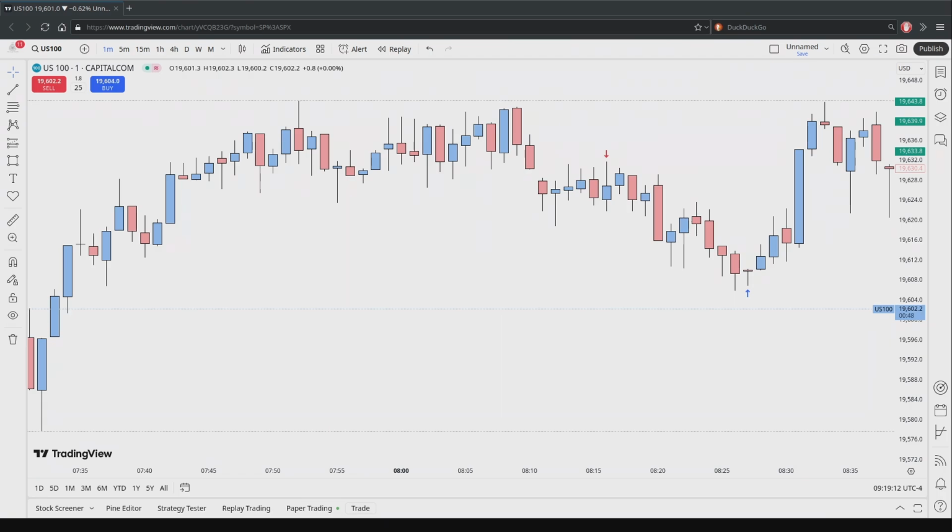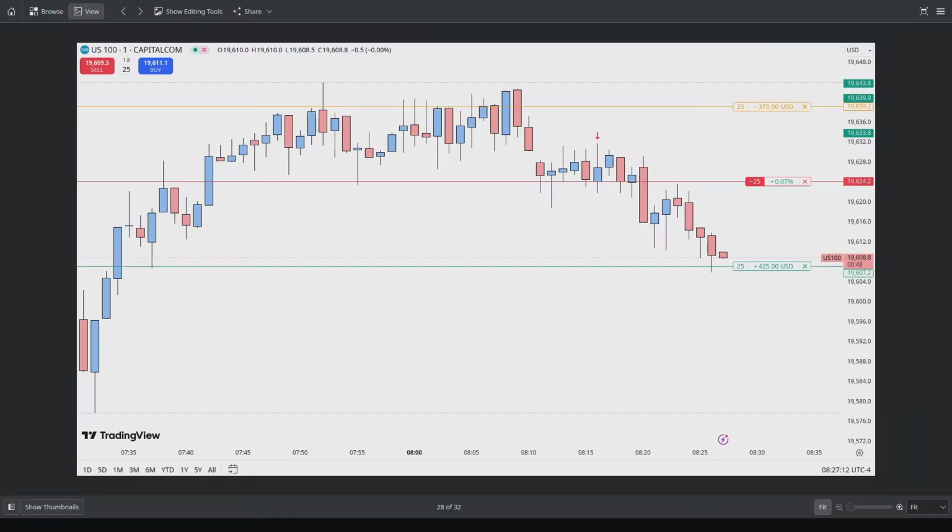Let's see where I placed that thing. I took a screenshot of it. Again, because of the spread, it didn't hit the limit order. Let me pull it up. Okay, let me quickly get this to show on the screen.